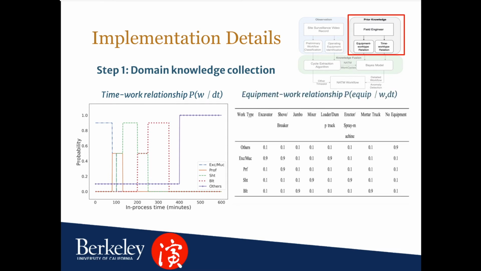The other information we want to have is the equipment-work relationship. We will summarize it as an on-off table. If one work needs a certain equipment, then this equipment will be marked as 90%. However, we also mark all the non-used equipment with 10% probability of being observed from the monitor, because in some cases, this equipment might just park there and do nothing, but may be captured by the monitor.